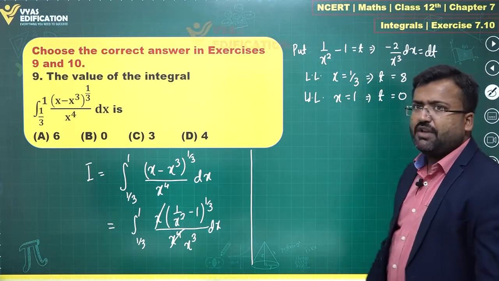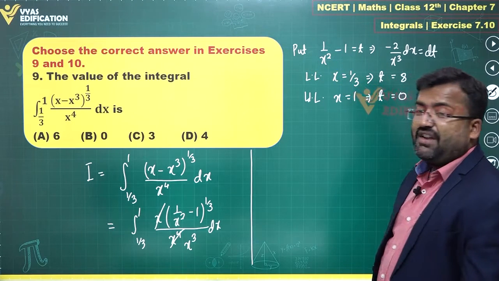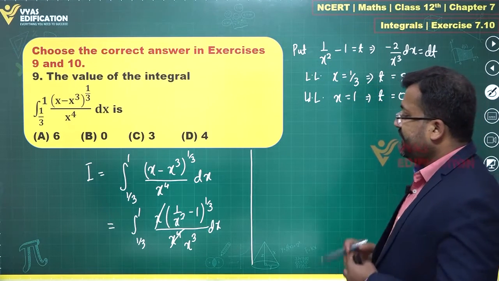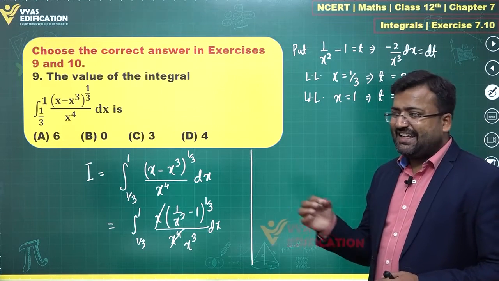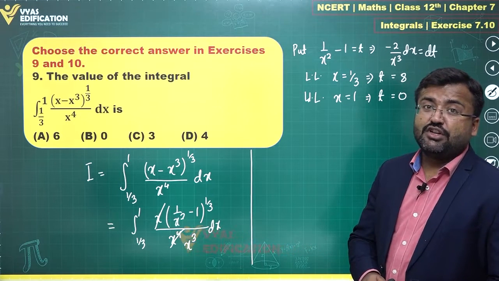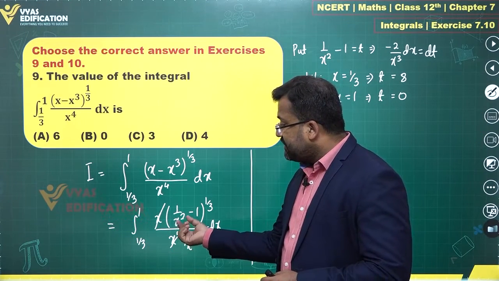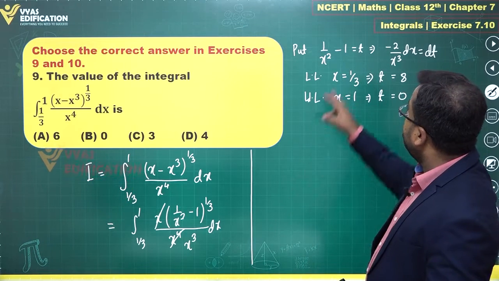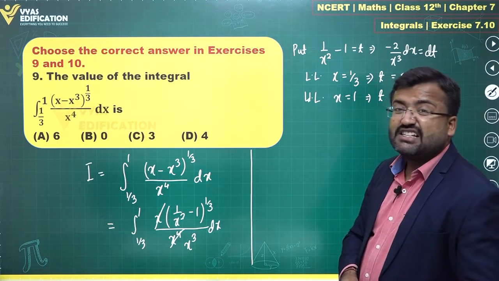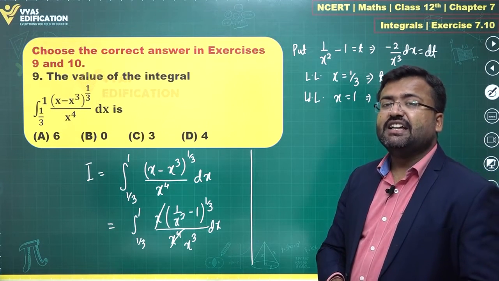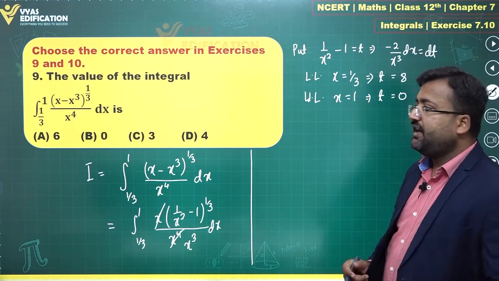This tells me t will be equal to 0. One very, very important thing to note from here: please note, this is not exactly clearly mentioned in the NCERT, but while substituting, you'll have to take care of that. In case of a definite integral, you are substituting 1 by x square minus 1 equal to t. This substitution should not be discontinuous. This should be a continuous and differentiable function for the substitution to work properly, right?